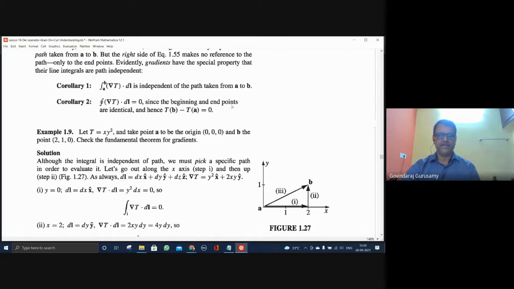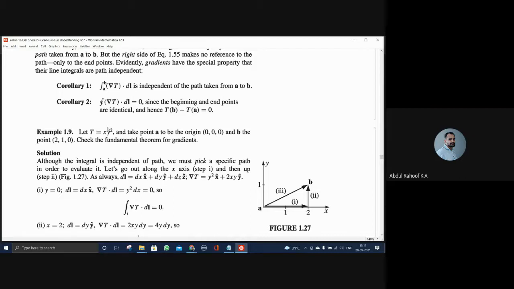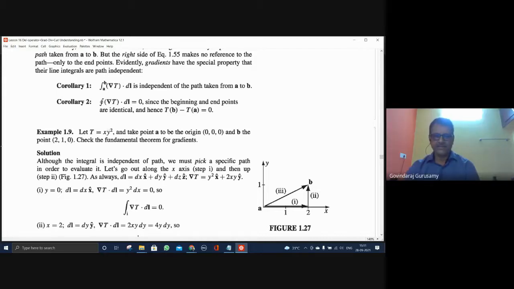This kind of a thing. Did you come across this somewhere? In your mechanics, electricity, magnetism, quantum mechanics, did you come across it anywhere? Del T dot dl equal to 0 over a closed path. Yeah, Ampere's law, sir. Did you come across this in any other place?